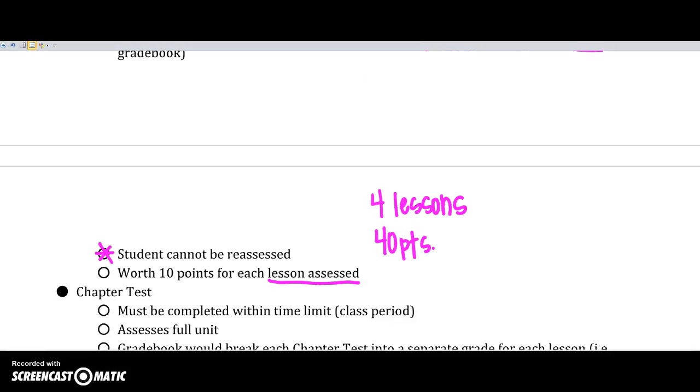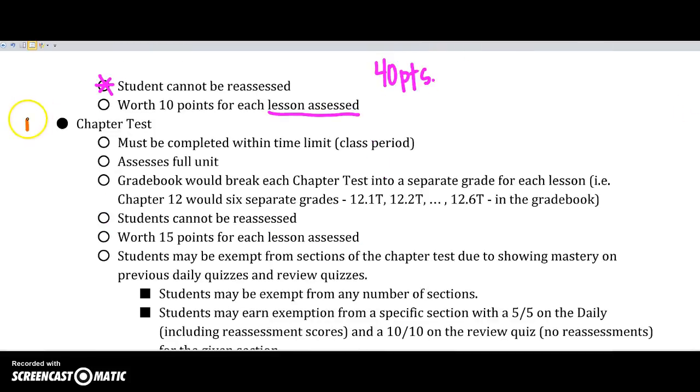And our fourth assessment will be our chapter test, where the students will be asked to complete it within the time limit. It will assess the full unit, so each lesson that we have learned in that unit will be assessed. And again, here is the coding that you will see in the gradebook. Students will not be able to retake this test. We feel as if we want them to earn those opportunities before the test and hopefully master everything that's within that unit before that test is given.